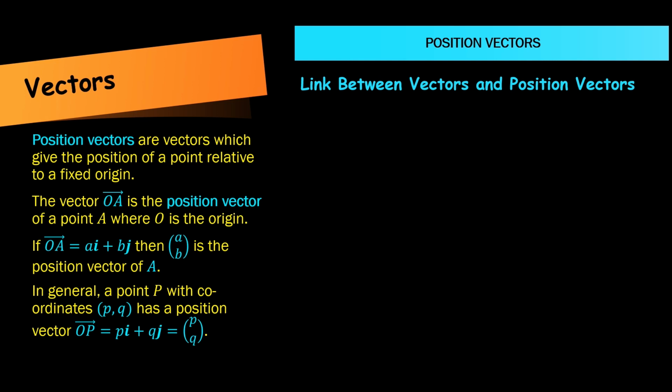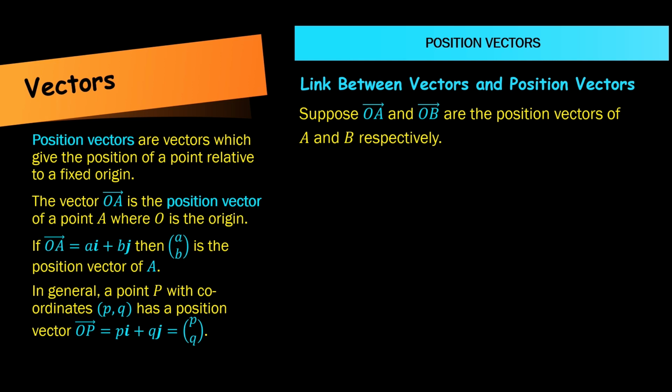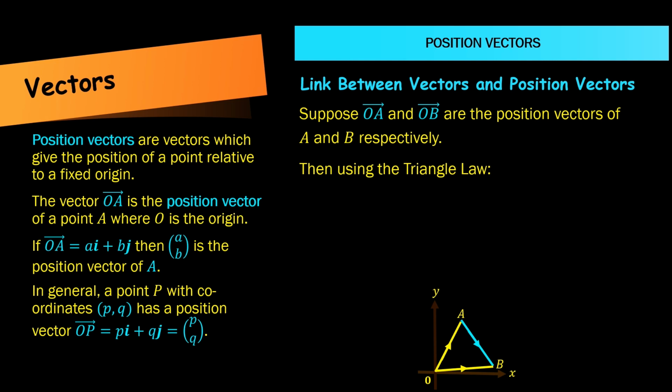What is the link between vectors and position vectors? Suppose OA and OB are the position vectors of A and B respectively. So here's OA, and here's OB, and here's AB in red. Then using the triangle law, we have AB equals AO plus OB, and of course AO equals minus OA.